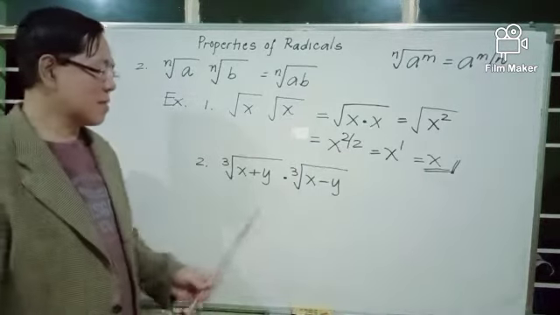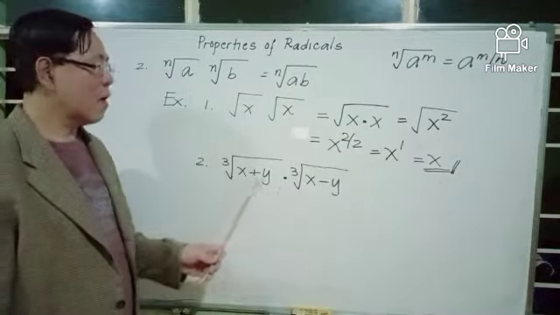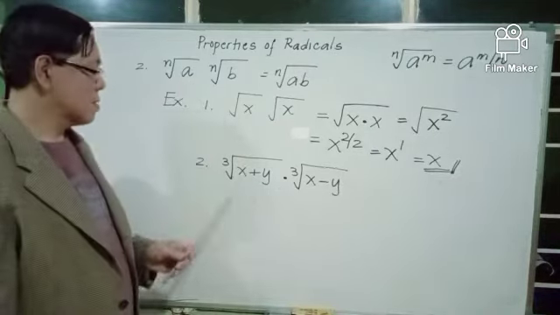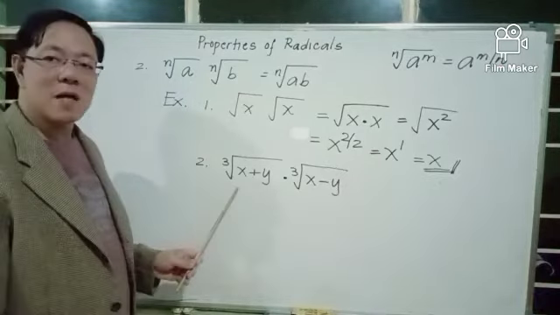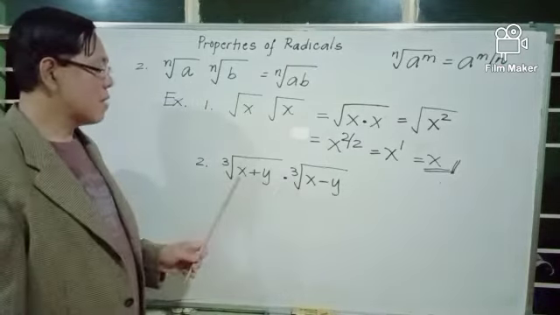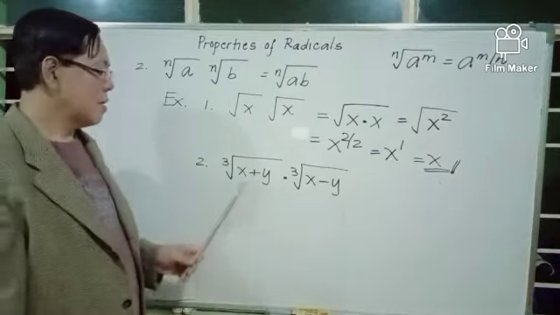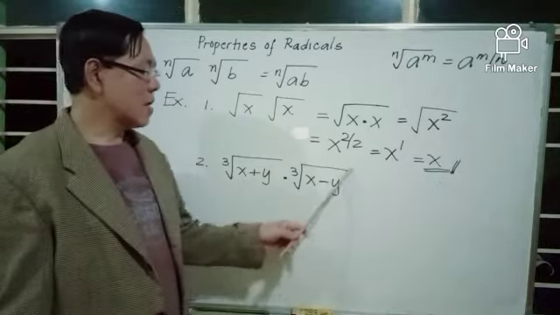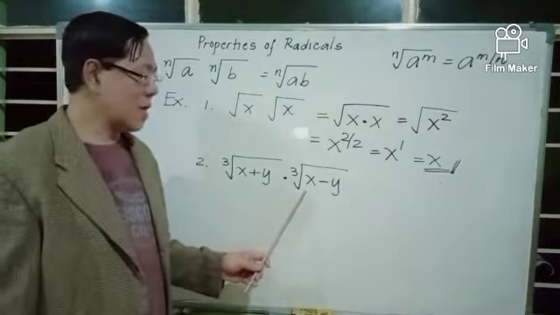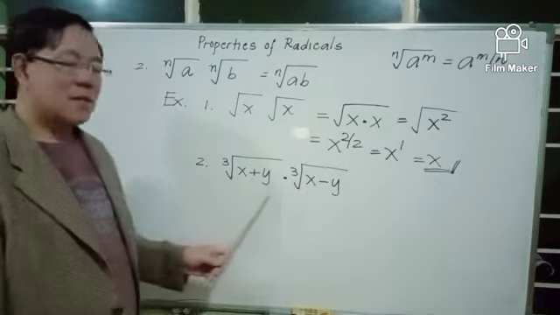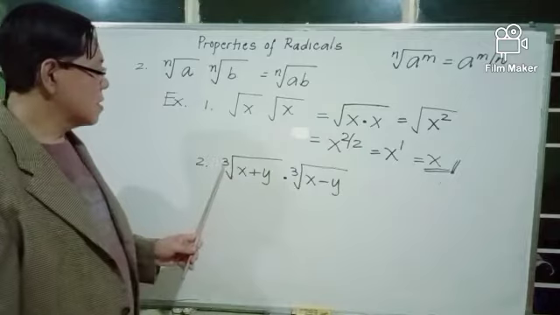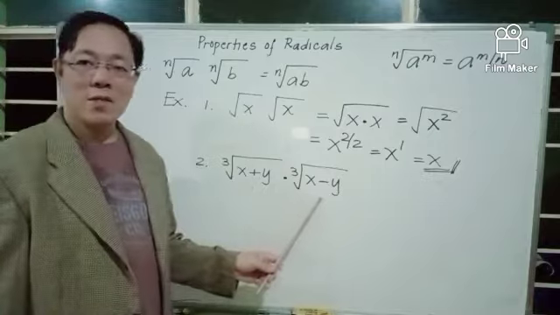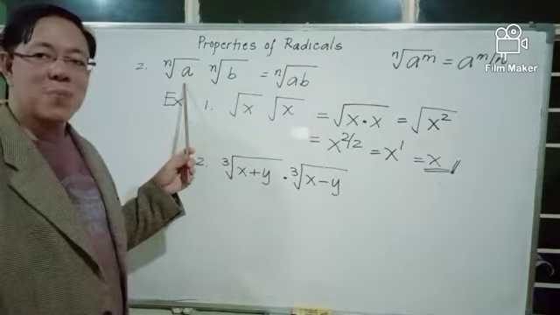We simplify this product of two radicals by applying this property of radical. The common index n in this example is 3. Now the radicands are different. In the first radical expression, the radicand is x plus y. In the second radical expression, the radicand is x minus y. But in these radical expressions, the index is the same, 3. Thus, we can combine these two radicals using this property of radical.